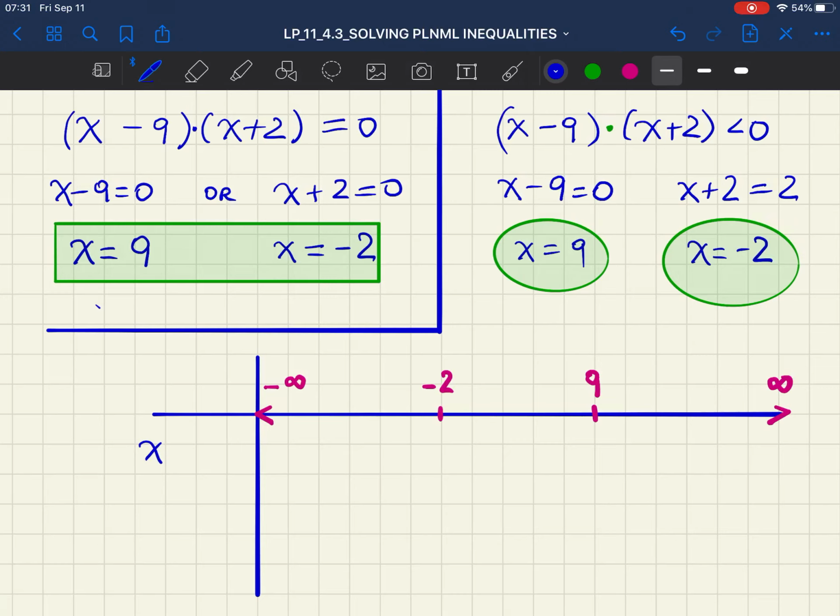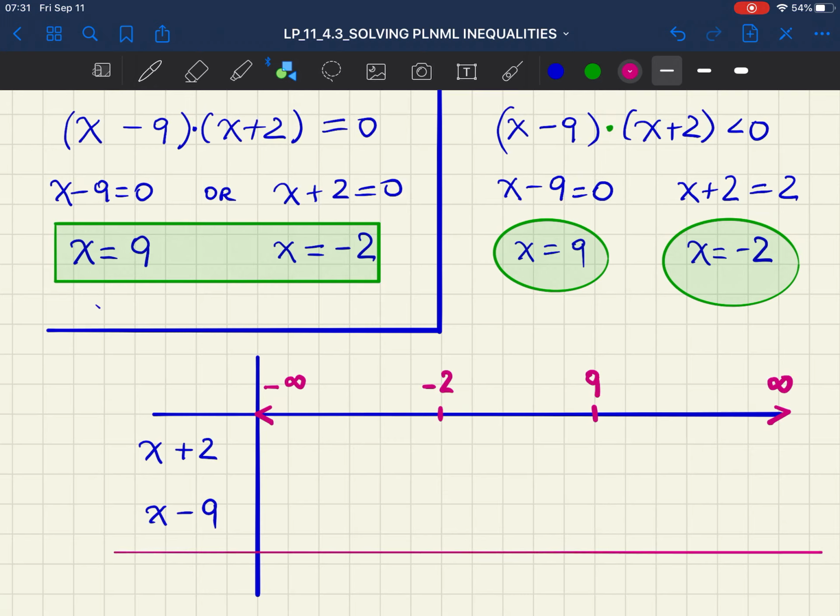Now in the column that we have created in here, we are going to list the factors of our inequalities. So x plus 2 and x minus 9. And here I'm going to draw a nice straight line. And right at the bottom, I'm going to write the product. So x plus 2, x minus 9. So what we are practically doing here is we are discussing the sign of x plus 2, the sign of x minus 9, and the sign of the product x plus 2 times x minus 9.